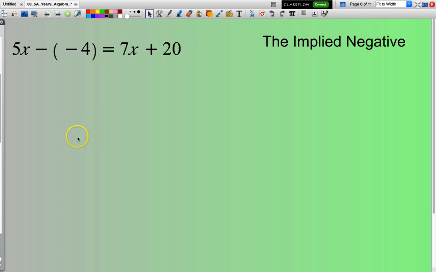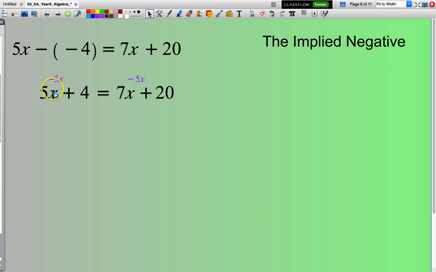Okay, the next one. Again, with these brackets, I have an implied 1 here. So I'll be multiplying everything that's inside the brackets with a negative 1, which is here. So that becomes 5x plus 4 equals 7x. Now I look to eliminate the 5x on this side because this is the least value of my coefficients of x.